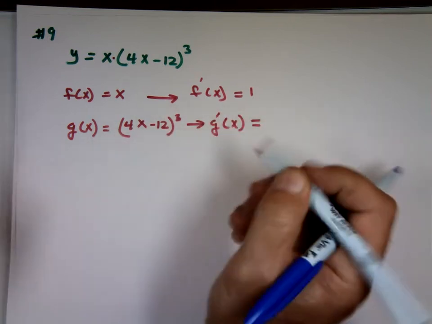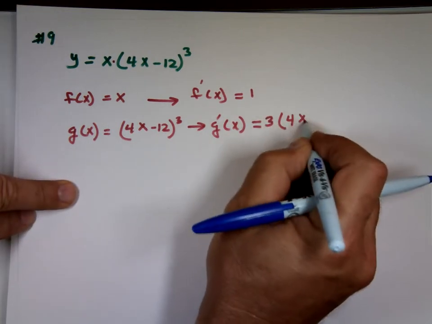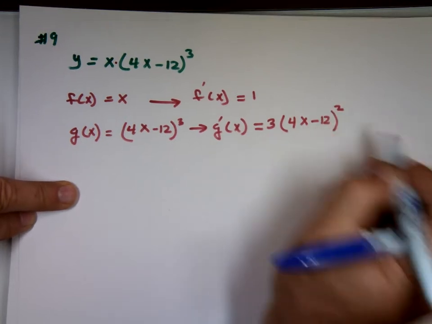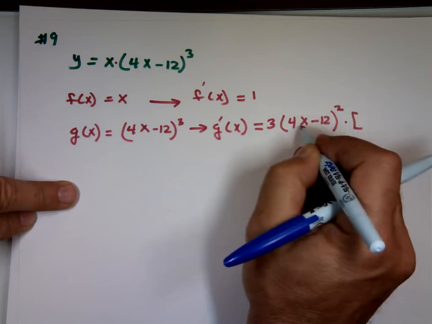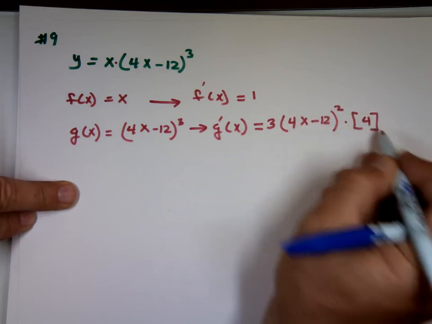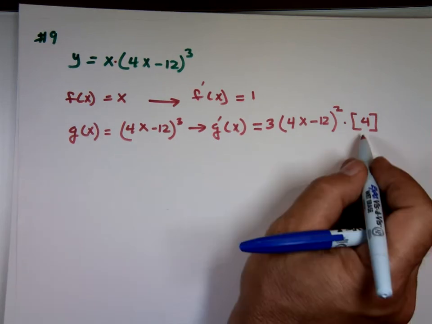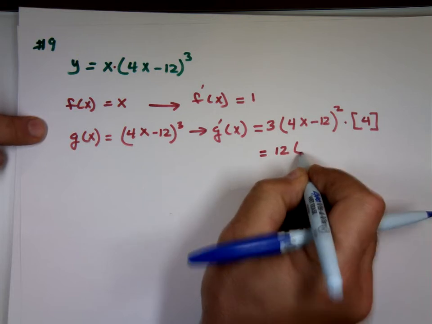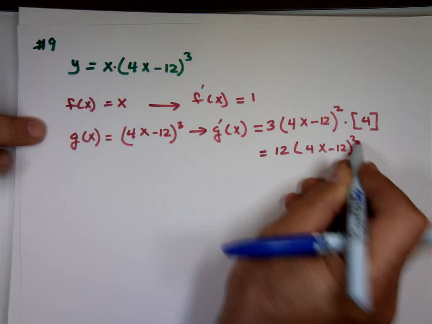What's g′(x)? There's a shortcut to that. That'll be 3 times what? 4x − 12 to what power? Second. Are we done? Times the derivative of what's inside the parentheses, which is 4. Do you want to simplify your answer? You can multiply the 3 times the 4, which is 12, times (4x − 12) to the power of 2.